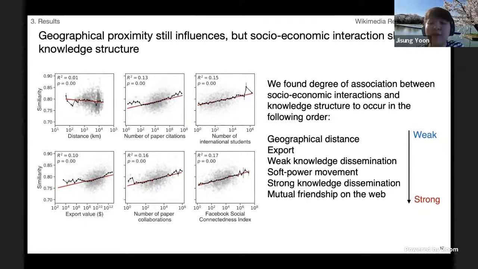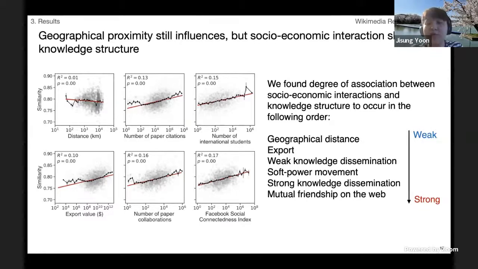But we find that the degree of the effect between the socio-economic interaction and the knowledge structure occurs in the following order. The weakest is the geographic distance and export, and next is the number of paper citations between the 2 language groups. The next is the soft power movement, which means the number of interests between the 2 language groups. The strongest is the strong knowledge dissemination, which means actual paper collaboration between the 2 language groups. And the final thing is the mutual friendship on the web.